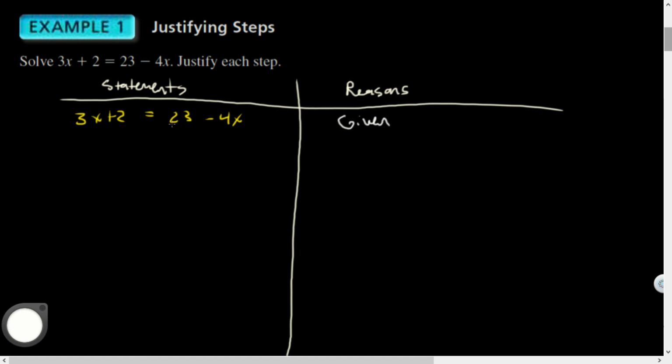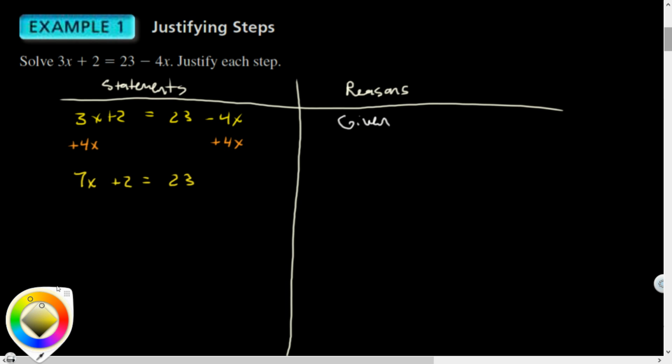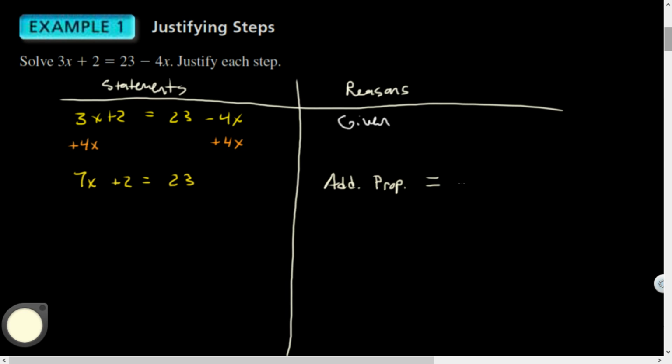So if I want to solve this for x, I'm going to show more steps than the book will. Add 4x to both sides. My variables are on opposite sides of the equation, so I've got to bring them together. So I'm going to have 7x plus 2 equals 23. Why is that true? Which property did I apply? Addition, add prop, equal. I know the other math teacher is going to be so mad at me for this. Man, me and my math slang.